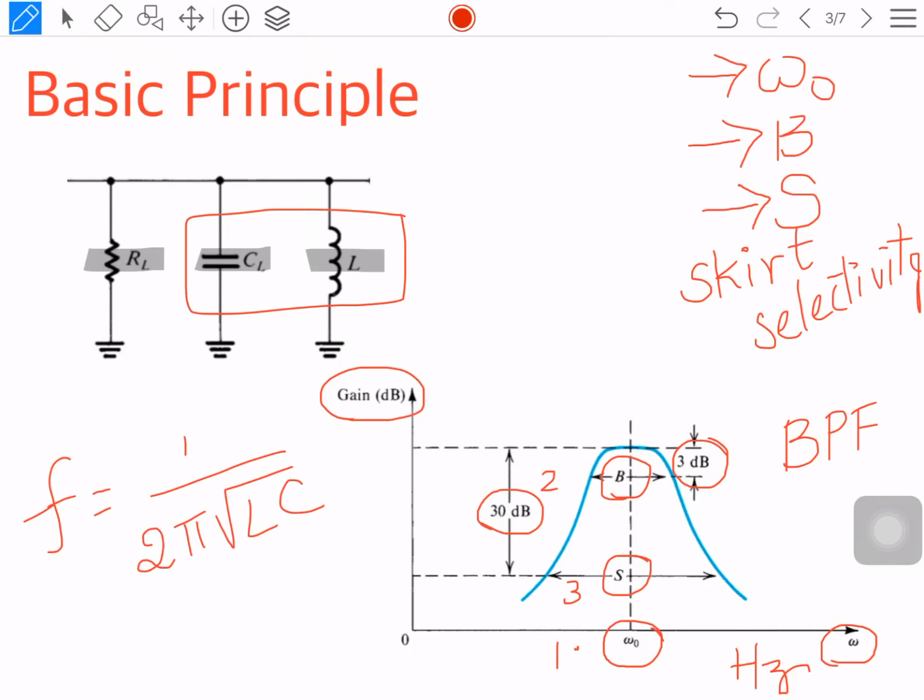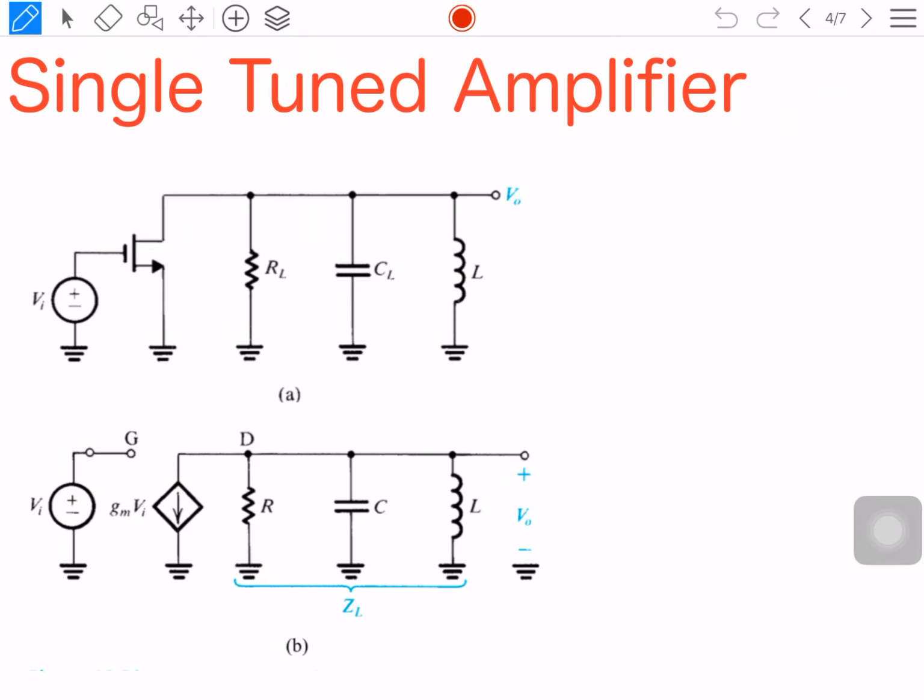This bandwidth is very narrow. The frequency range can be from a few hundred kilohertz to a few hundred megahertz. This tank circuit can be placed either at the input side or at the output side, or it can be placed at both. Now let us see the first type of tuned amplifier, called the single tuned amplifier.